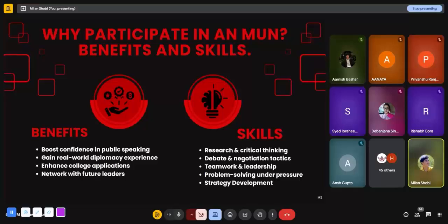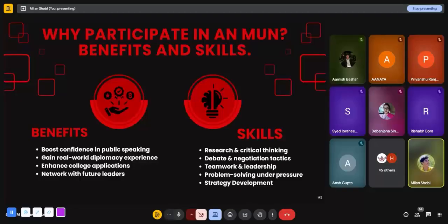Going further, you can enhance your college applications. A lot of colleges, including Ivy Leagues and even colleges in the UK, really value people who are really into MUNs, because MUN is not just a platform for you to show debating skills, it's a platform for you to show how confident you are, how much of a leadership personality you have inside yourself, how much leadership potential you have. So, enhancing college applications is one of the biggest perks that you'll get by participating in an MUN.